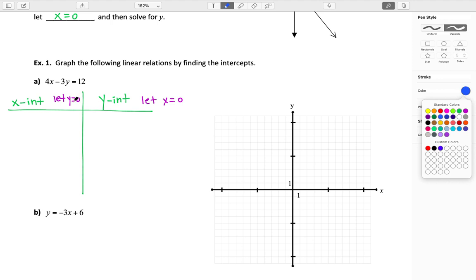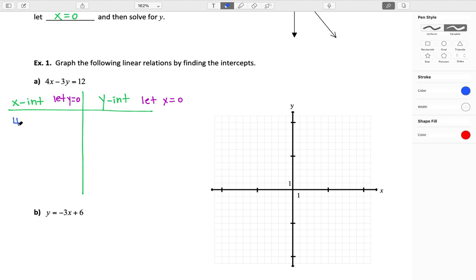To find the x-intercept, we have to let y equal 0, and to find the y-intercept, we let x equal 0. Now we are going to plug in y as 0 into the equation. So 4x minus 3, and instead of writing y, I'm plugging in 0, equals 12. Now all we're doing is solving for x. So 4x equals 12. Whatever is in front of x, we divide by that number. In this case, it's 4. So divide everything by 4, so x is equal to 3. It looks like my x-intercept is 3. In coordinate form, it's going to be 3, comma, y is 0.